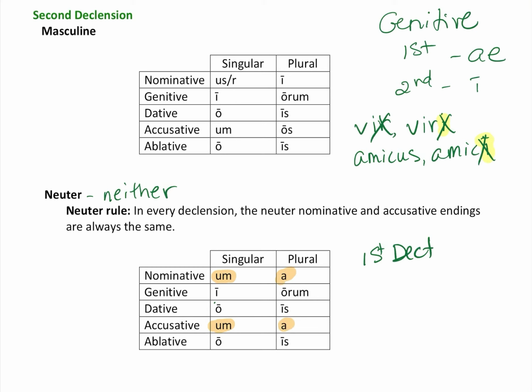Now there are 5 declensions. There's not neuter in all of them, but when there is a neuter in a declension, you'll see that the nominative and the accusative singulars match, and the nominative and the accusative plurals match. And that's all there is to it.